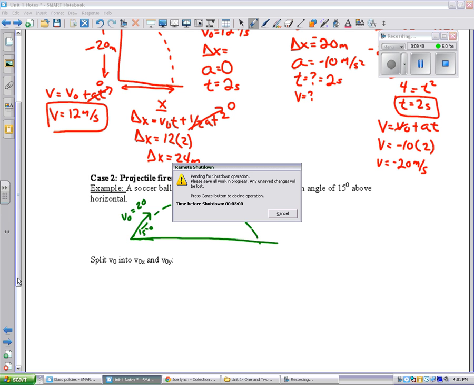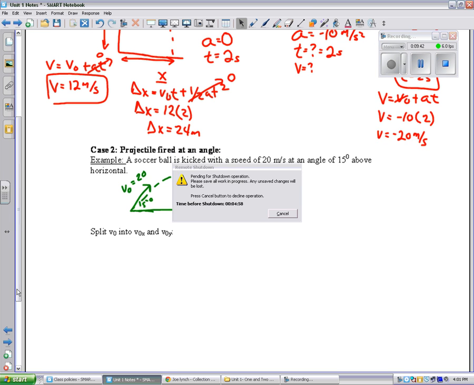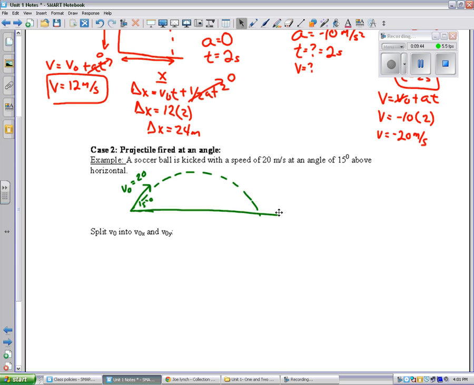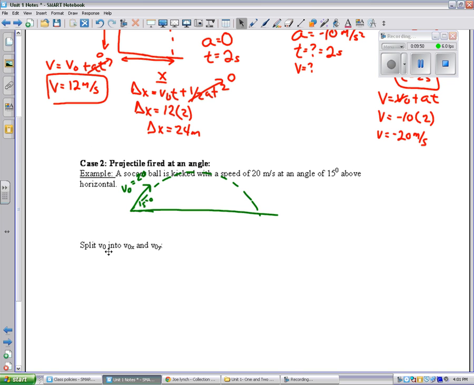Now, for these type of problems, if I look at this initial velocity, it is neither an x thing or a y thing. It's a little bit of both. So I'm going to redraw it here just so we can see it. V0 is 20. We got a 15-degree angle.